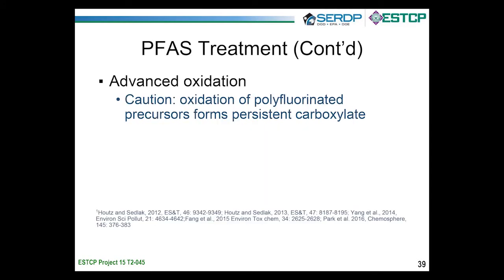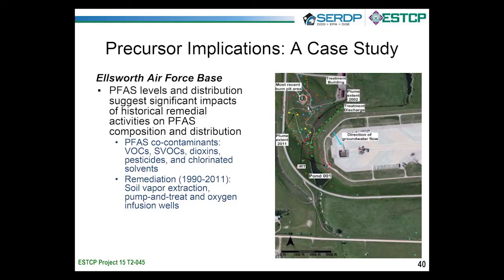In terms of advanced oxidation, there are lots of promising technologies. We've been hearing about electrochemical degradation. Again, the concern with any oxidative technology is forcing the precursors to convert to compounds of concern like PFOS and PFOA, and you've been hearing about the precursor issue from my colleagues here. I just wanted to show a very quick case study of precursor formation in the field.